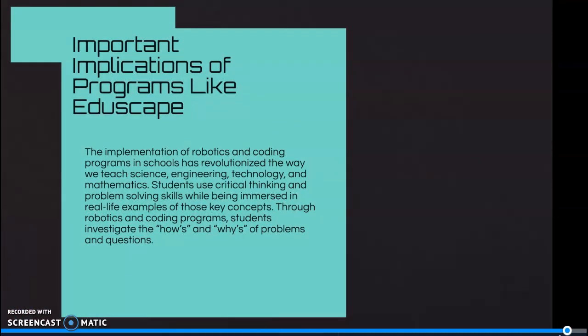Important implications for programs like Eduscape are that programs like robotic and coding programs in schools have revolutionized the way we teach science, engineering, technology, and mathematics. Students use critical thinking skills and problem-solving skills while being immersed in real-life examples. Those robotic and coding programs investigate the hows and the whys of problems and questions.